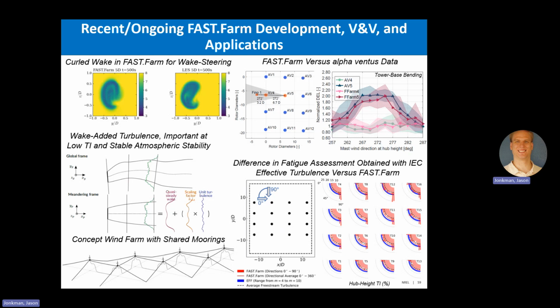So if you want to really do more optimization at the turbine level, better placement to reduce fatigue loads, you can use tools like FastFarm for that. So that's just one example of what we're doing. Any questions on that stuff?